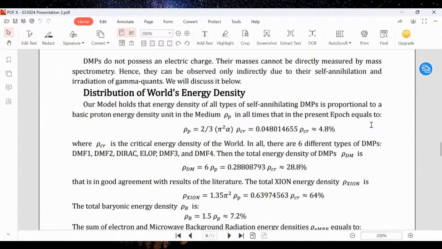Dark matter particles do not possess an electric charge. Their masses cannot be directly measured by mass spectrometry. Hence, they can be observed only indirectly due to their self-annihilation and irradiation of gamma quanta. We will discuss it below.